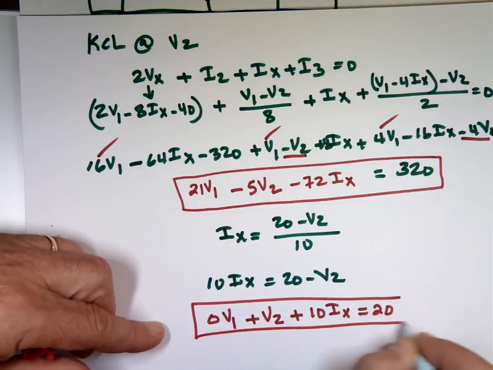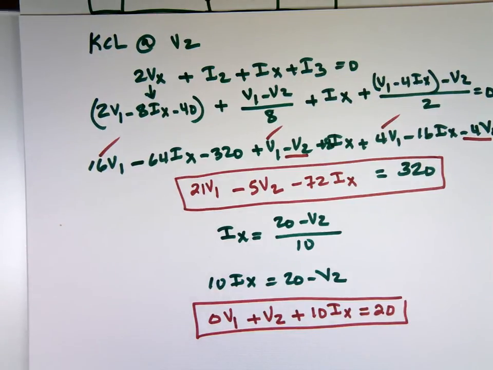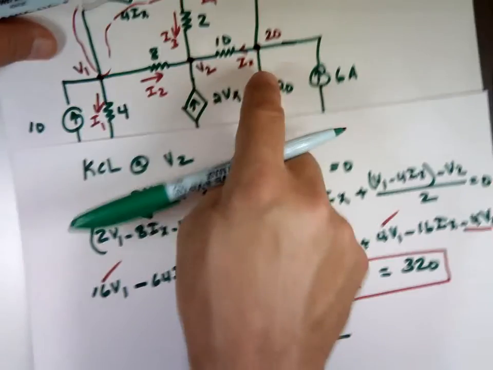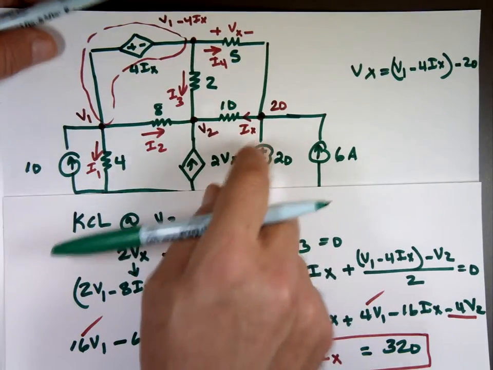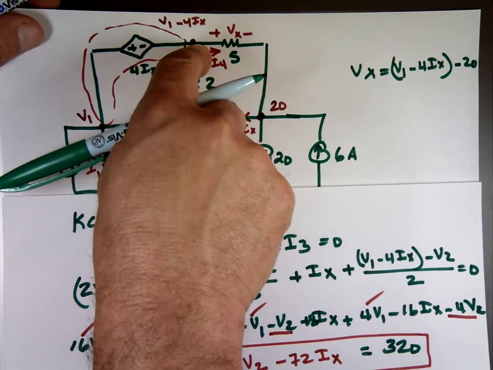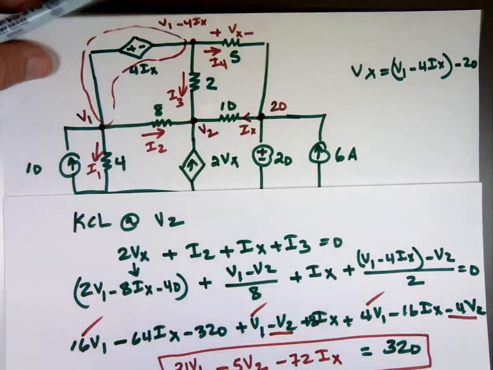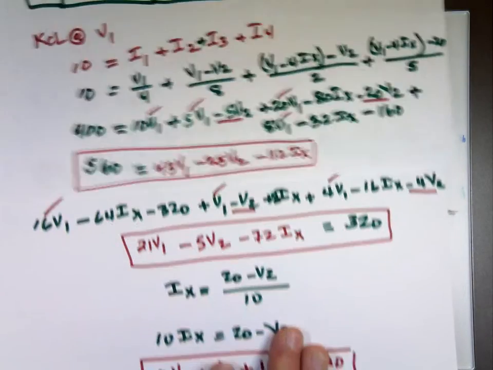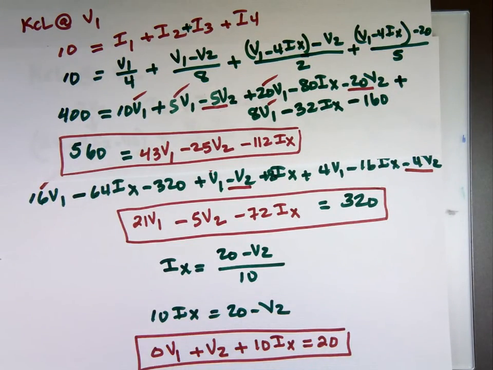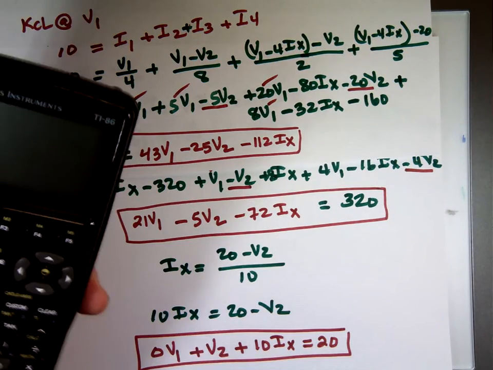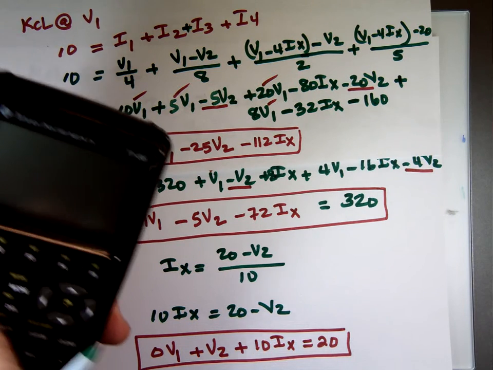I forgot what the question is. Solve for V1, V2, V3, and V4. Again, V3 is this one. That's 20. I don't even have to do any math to it. V4 is that one, which is once I know I sub x, V1, V2, I'm done. So let's type the equations into my calculator here. Simultaneous, here we go.